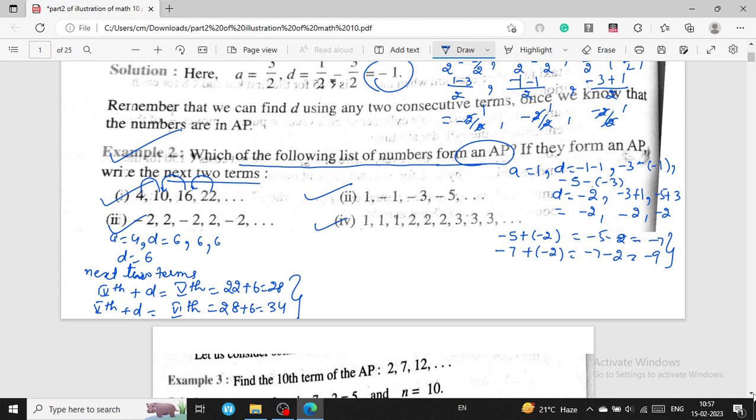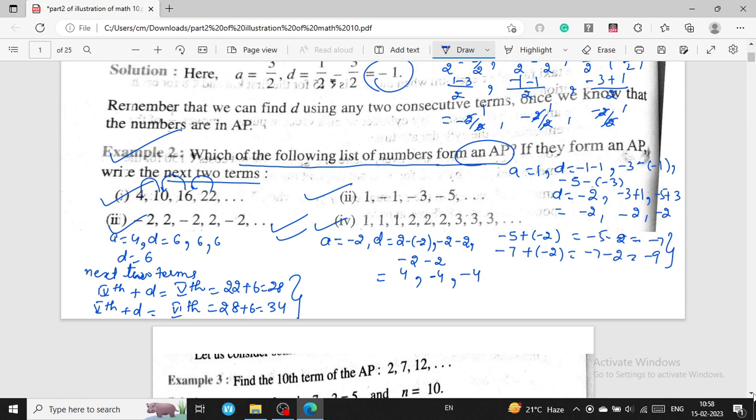And in the third part, we have given A is minus 2 and D is equal to 2 minus 2, comma, minus 2 minus 2, comma, minus 2 minus 2. 2 plus 2 is 4, 2 plus 2 is 4 but with sign minus. So here you can see D is not equal. So that's why this is not an AP series. We cannot find the next two terms.